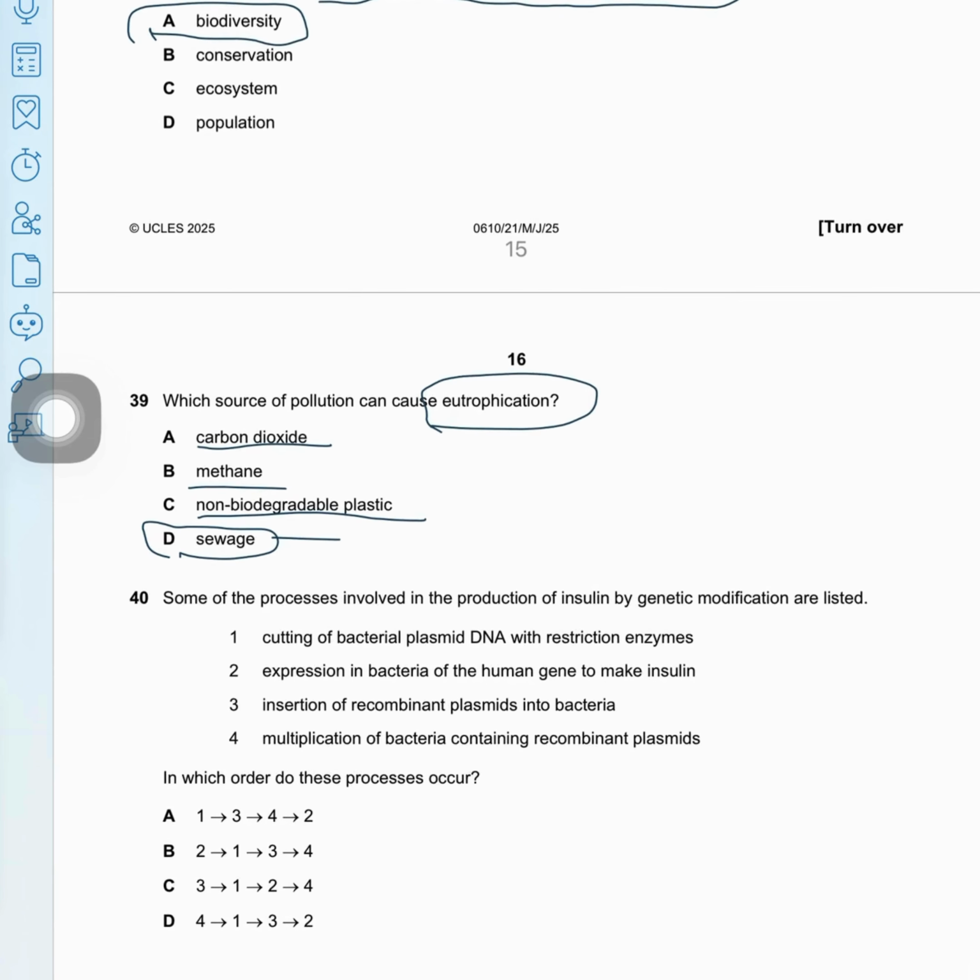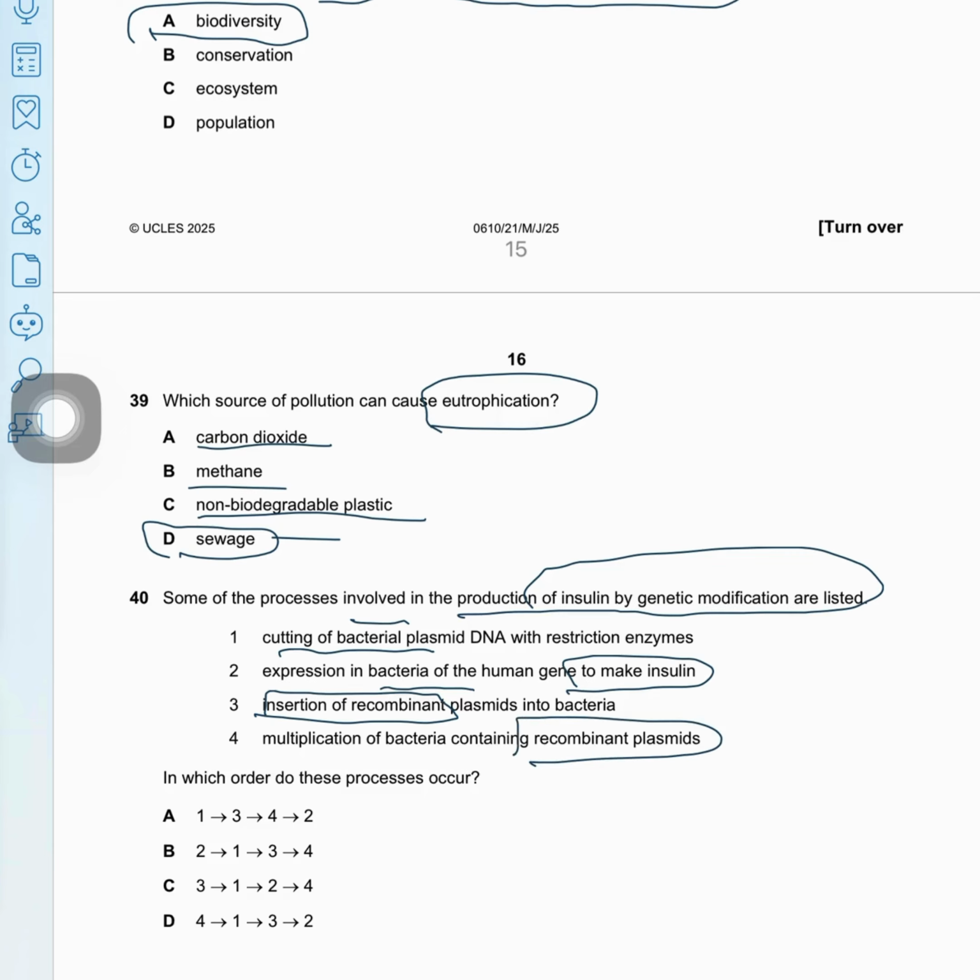40. Some of the processes involved in the production of insulin by genetic modification are listed. Cutting of the bacterial plasmid DNA with restriction enzymes, expression in bacteria of the human gene to make insulin, insertion of recombinant plasmid into bacteria, multiplication of bacteria containing the recombinant plasmid. How to order them? Answer is A. First we cut, then we insert, then we multiply them, then the bacteria will express them, giving me the insulin needed.